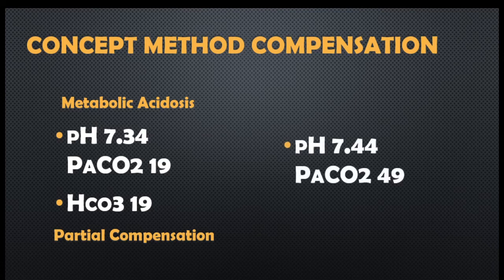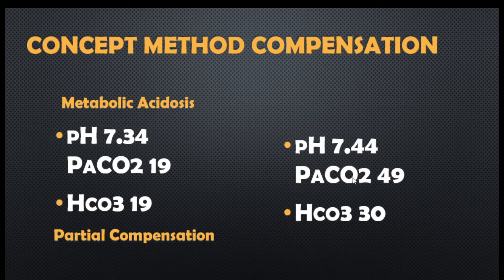Okay, next. We have a pH of 7.44. Is it normal or abnormal? This is normal because the normal value of your pH is 7.35 to 7.45. This is within normal, but using the concept method, this is going to the normal alkalotic side. Okay, alkalotic side.